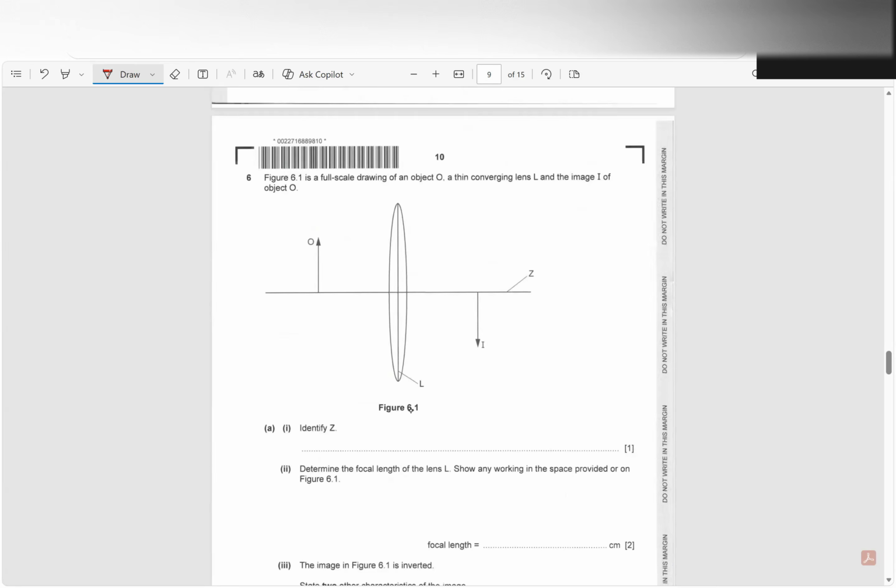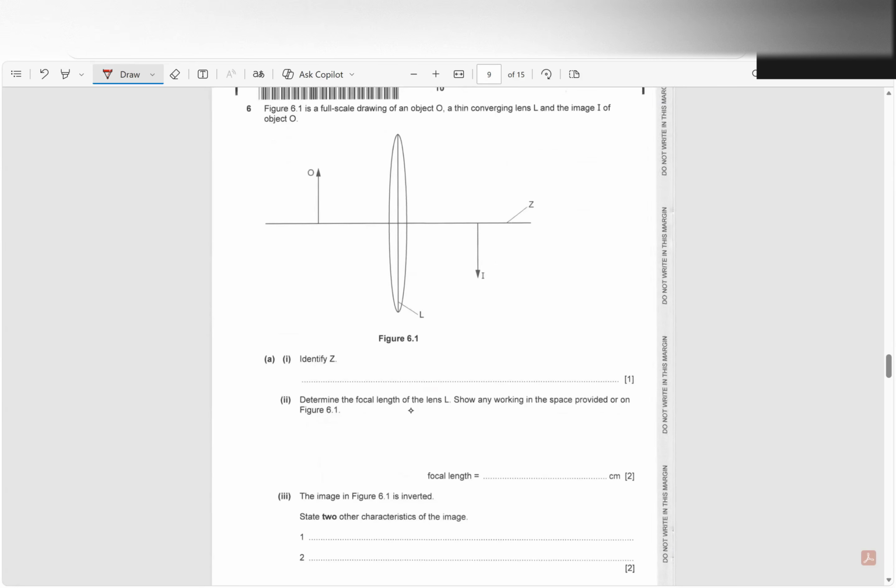So next, question number 6 is right in front of us. Let's read it out. Figure 6.1 is a full-scale drawing, meaning you can simply pick up the ruler and measure the values. They're going to be accurate. They're going to be correct. So figure 6.1 is a full-scale drawing of an object O. Okay. A thin converging lens L and the image I of the object. Identify Z. So this is Z that we have in front of us. Identify Z. What is Z?